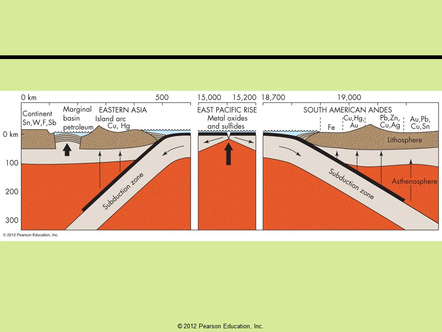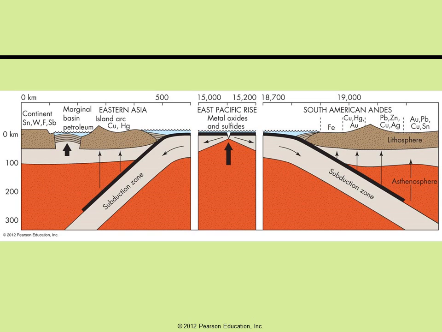I was describing divergent and convergent plate boundaries, and here we have examples of both. We'll see in the center an example of divergent plate boundaries where two plates are being driven apart by an upwelling in the mantle, where hot magma deep in Earth is moving up to the surface and causing new crust to be formed, in this case at the East Pacific Rise. And in such a location, it's possible to have metal oxides and sulfides accumulate.